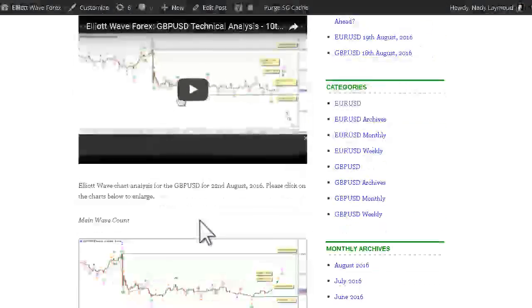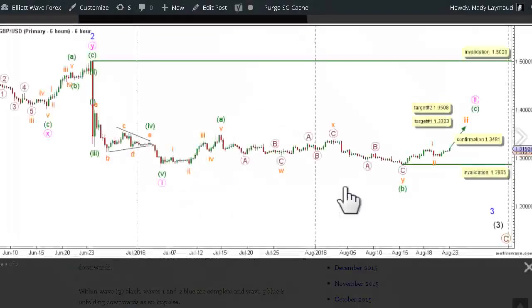On the main 6-hour chart, the main count expects that wave C maroon is unfolding downwards, and within wave C maroon, wave 3 black is unfolding towards the downside. Within wave 3 black, waves 1 and 2 blue are complete, and wave 3 blue is underway. Within wave 3 blue, wave 1 pink is complete as an impulse labeled waves 1 through 5 green, with wave 4 green unfolding as a triangle labeled waves A through E orange.